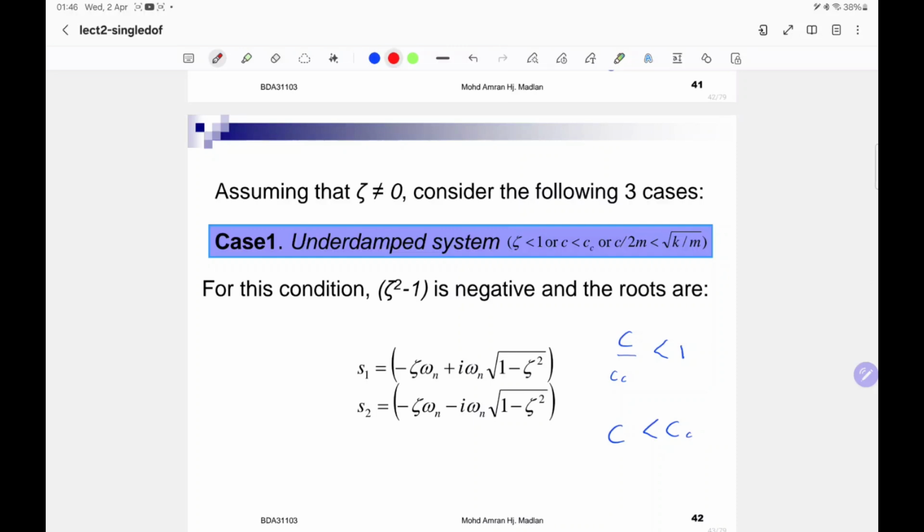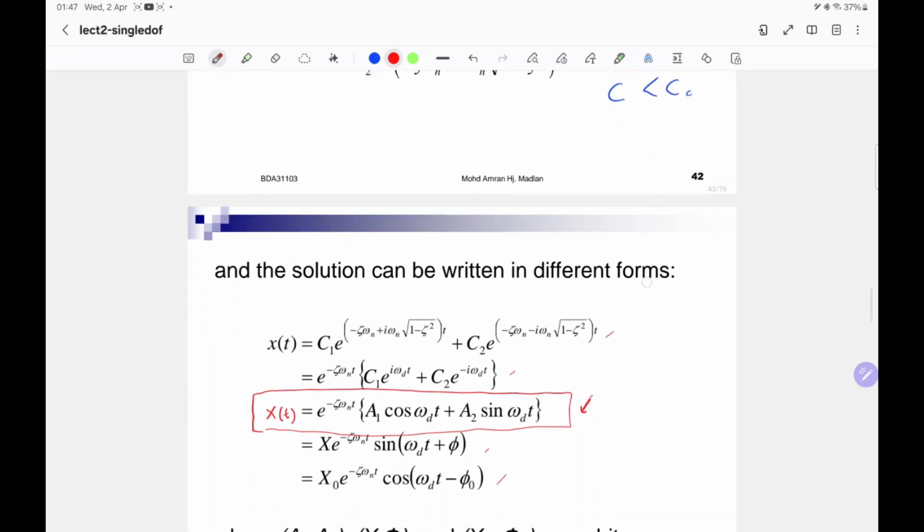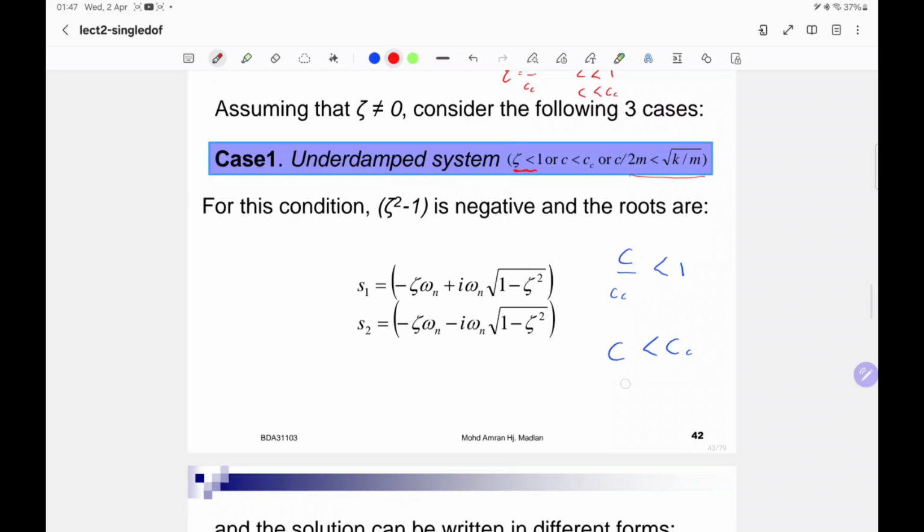There are 3 cases, whereby we have the underdamped system where zeta is less than 1. So how do we know whether it's an underdamped system or not? Zeta is less than 1. We know that zeta is c over cc. So if zeta is less than 1, therefore c is less than cc, or the damping coefficient value is less than the critical damping coefficient. That is case number 1 for underdamped system.